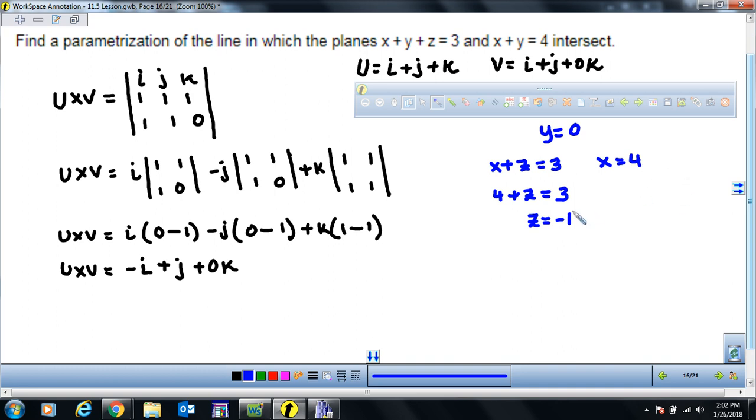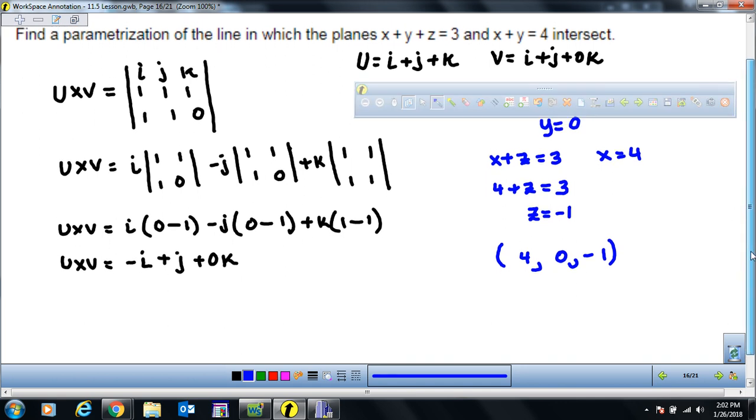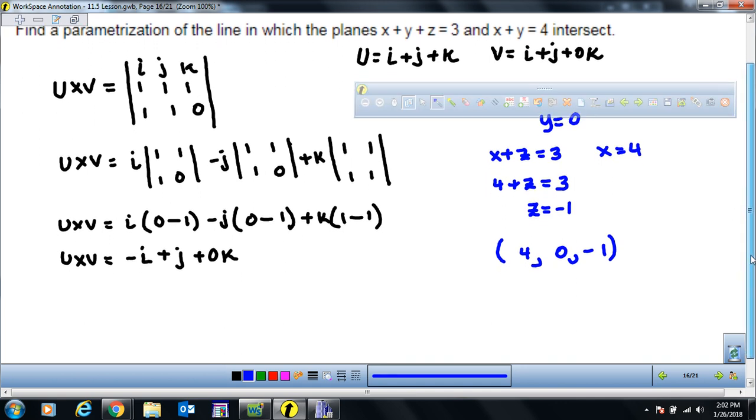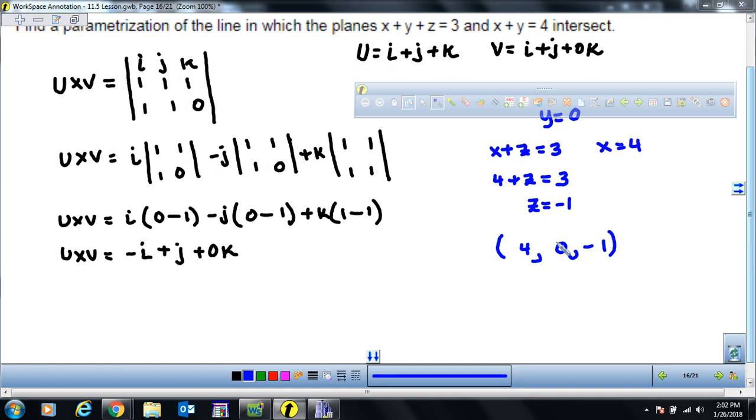Okay, so we found one point. One of the points that will be on both planes is the point x, which is 4, comma y, which is 0, comma z, which is negative 1. We can say that is one of the intersections of those planes. Those 2 planes intersect, and this is one of the points of that intersection.